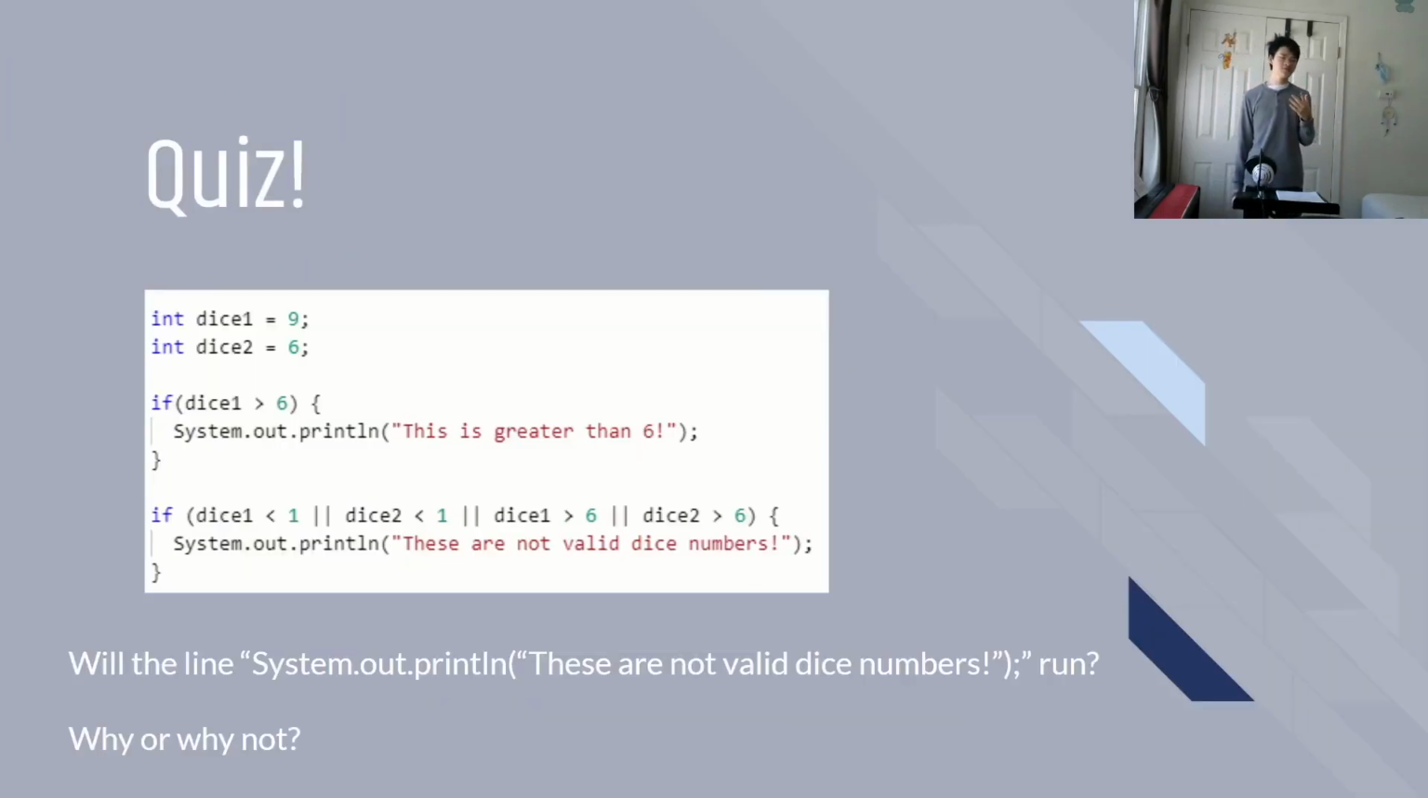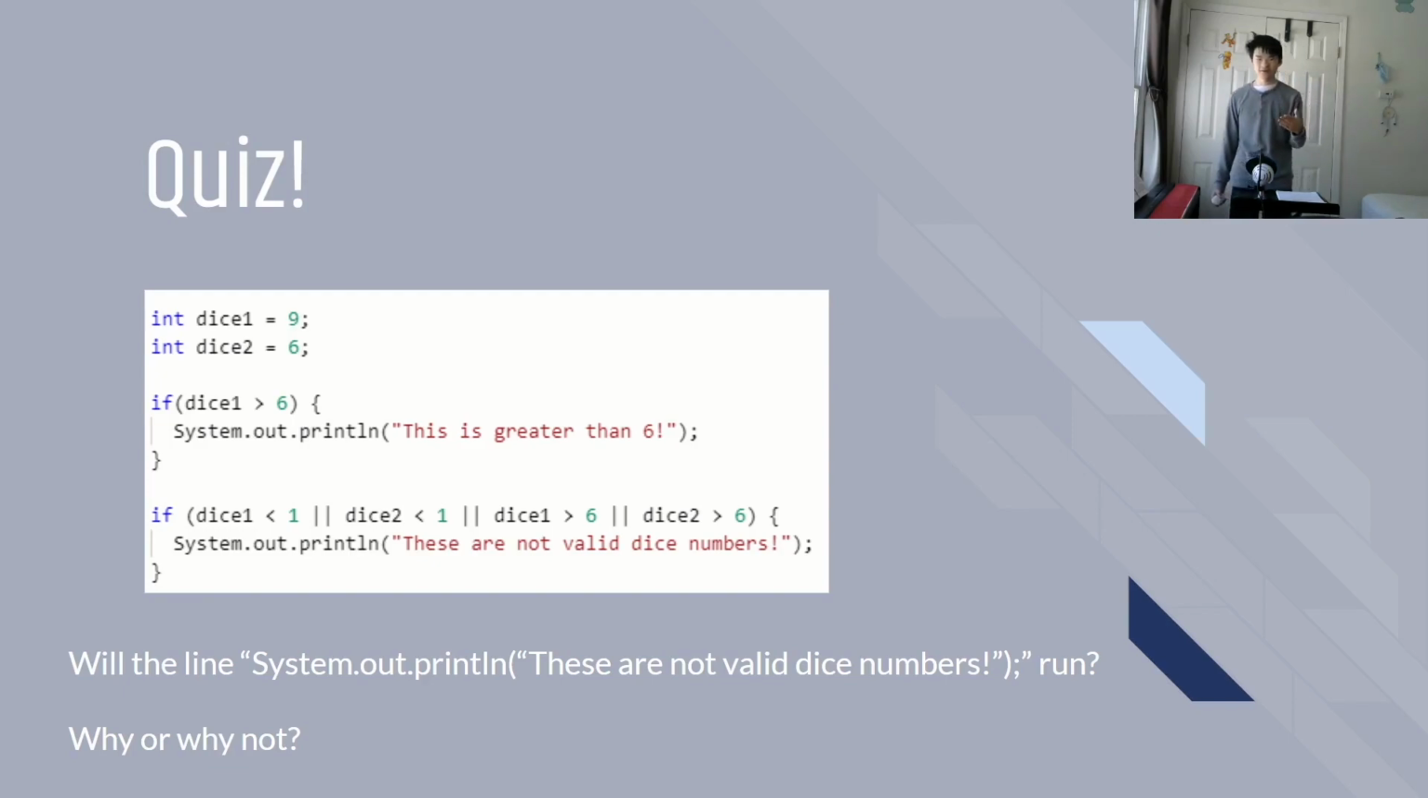Now let's go into our quiz. Will the line system.out.println these are not valid dice numbers run? Now, this one I'm not going to make you answer. I'll answer this one myself. So let's take a look at this code. We're checking the line that says system.out.println these are not valid dice numbers, and that is in the if statement, or rather the second if statement.